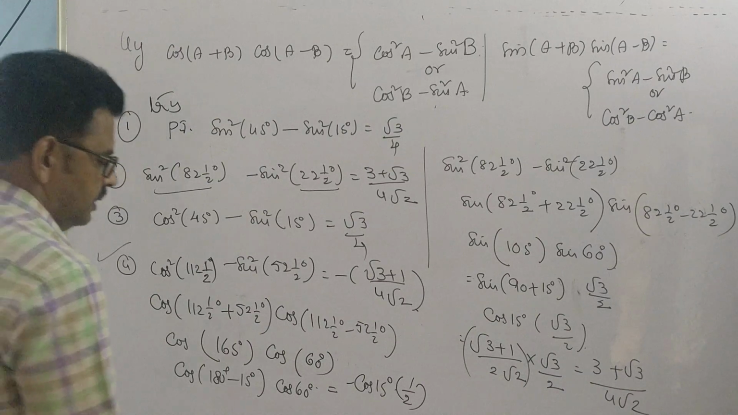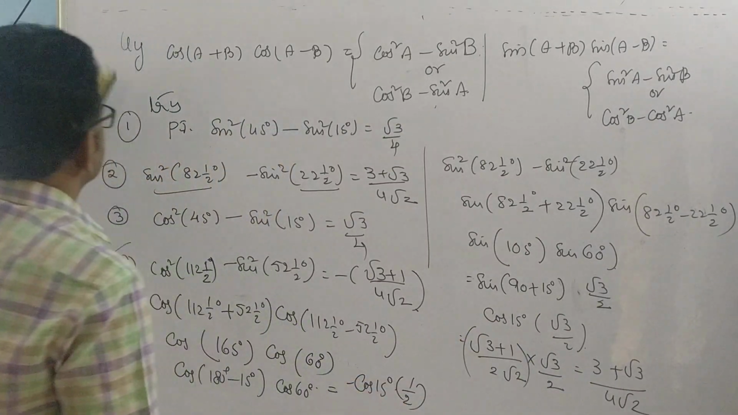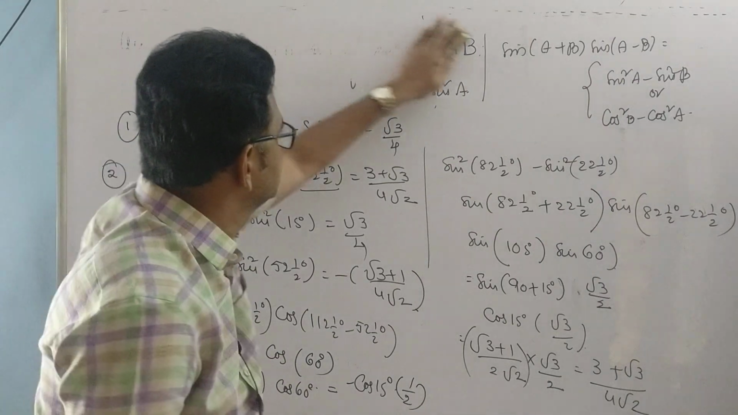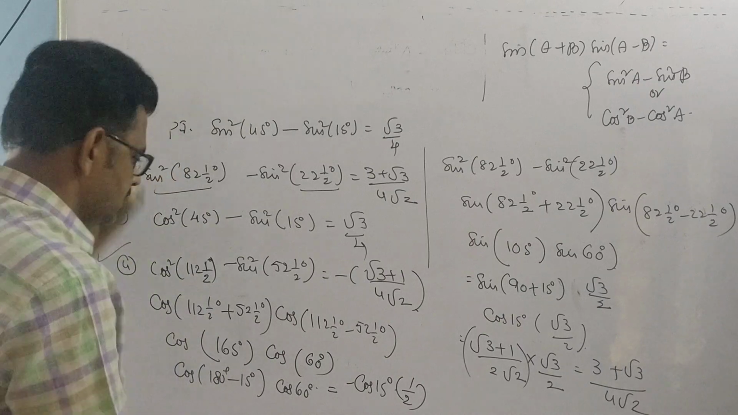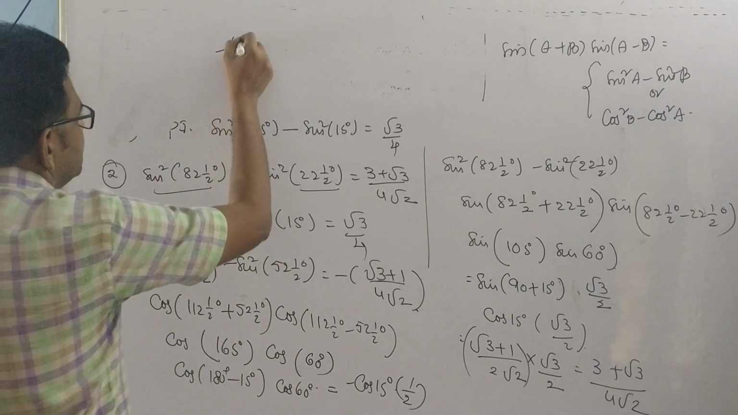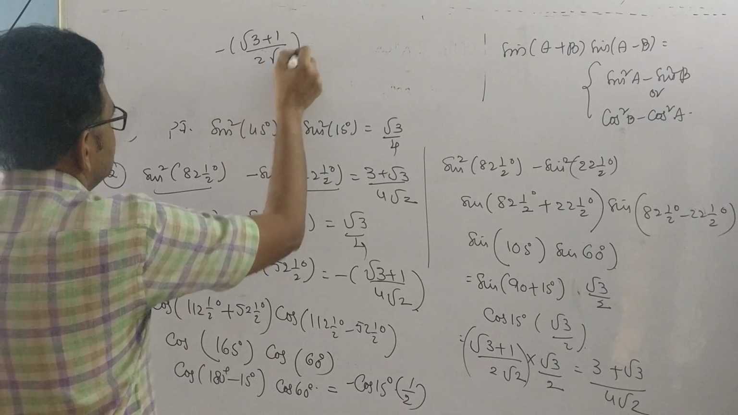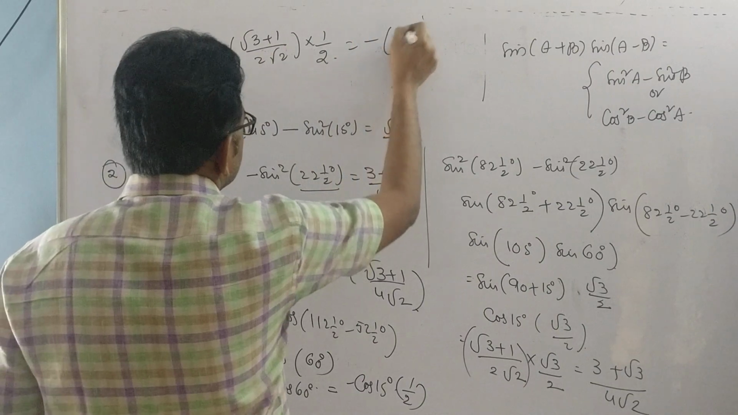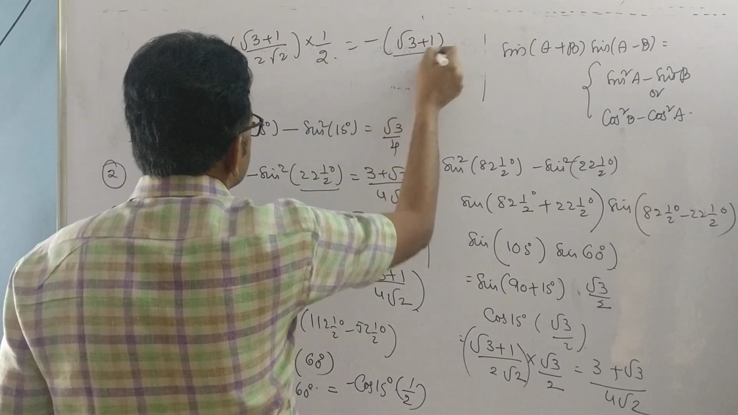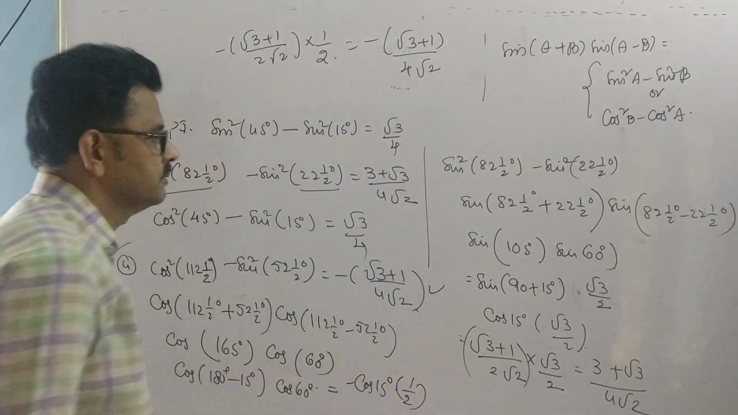And what about cos 15 degrees? Cos 15 is root 3 plus 1 by 2 root 2. So that is minus of root 3 plus 1 by 2 root 2 into 1 by 2, which equals minus of root 3 plus 1 by 4 root 2. So this is the result.